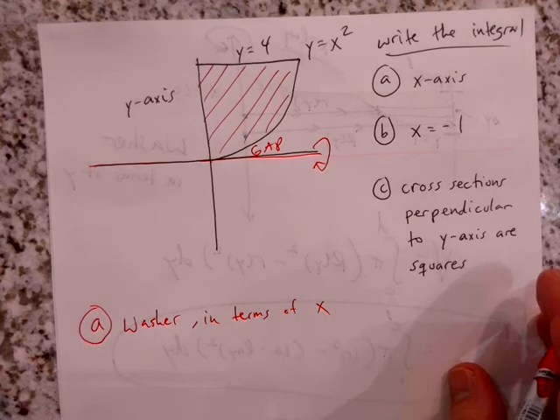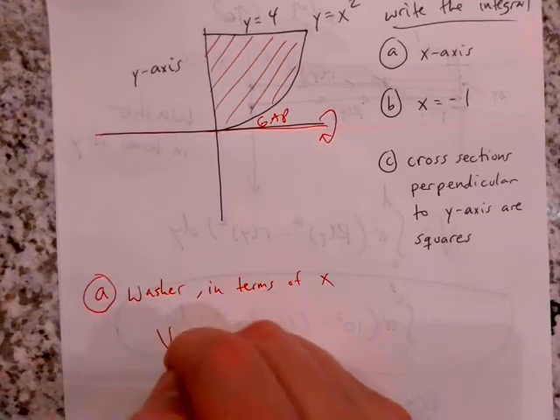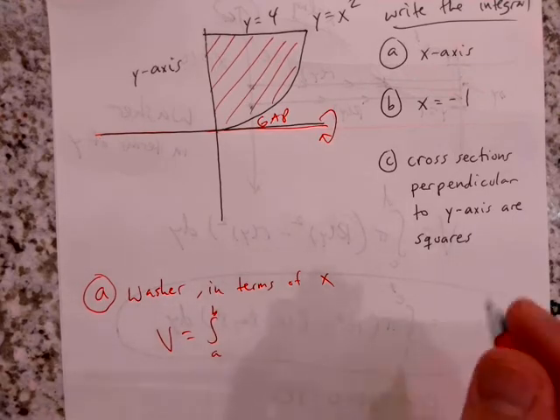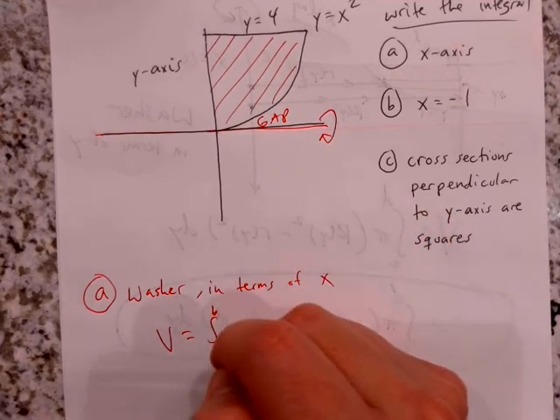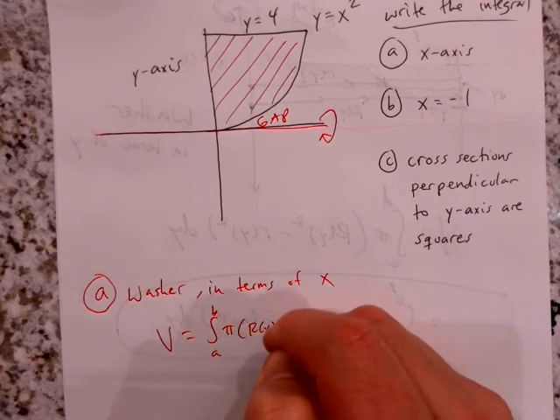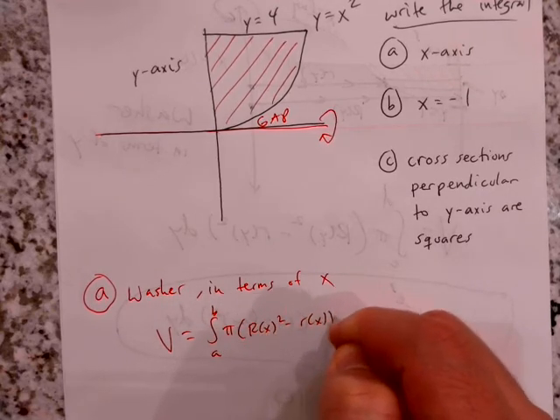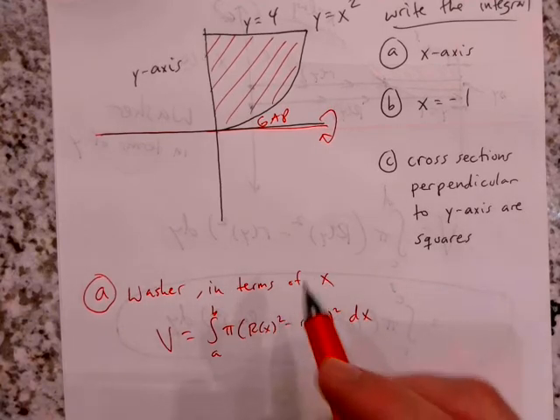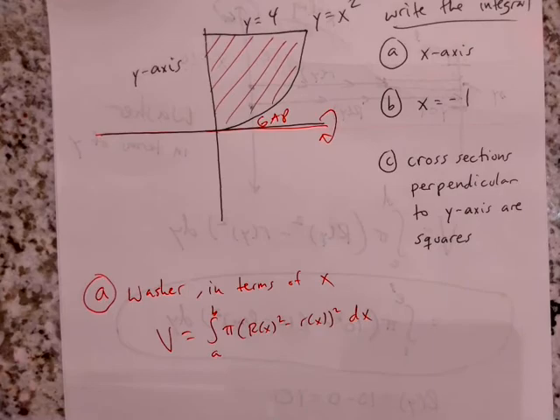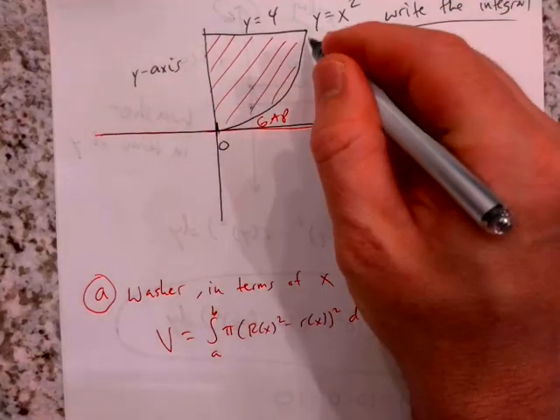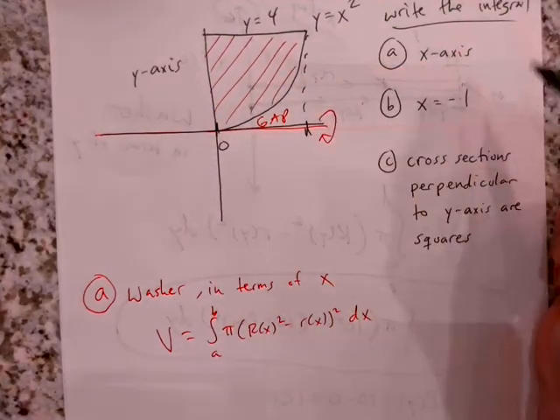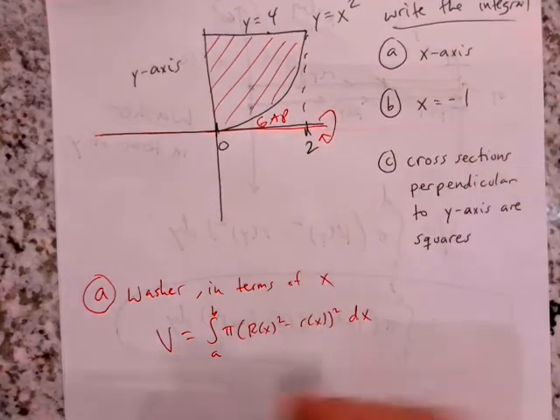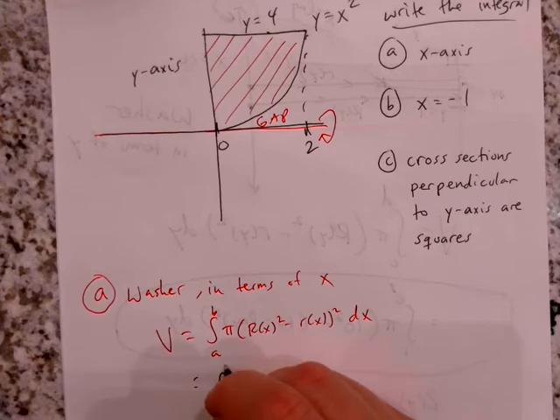And so our volume is the integral from a to b of pi big R of x squared minus small r of x squared. A to b, it starts at 0. 0 is the start of our region if you're in terms of x. This is the end of our region. It's where y equals 4 and y equals x squared intersect. That's at 2. So it's from 0 to 2.